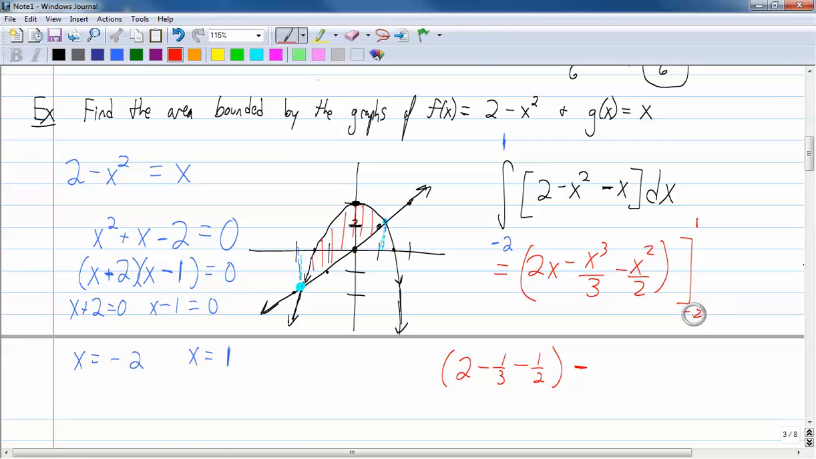Minus, now I'm going to plug in a negative 2. So negative 2 times 2, that's negative 4. Negative 2 cubed over 3. So negative 2 cubed is negative 8. And there's a negative in front. So it's going to be plus 8 over 3. Then negative 2 squared is 4. And there's a minus in front. So 4 over 2 is 2 with a minus in front. It's minus 2.